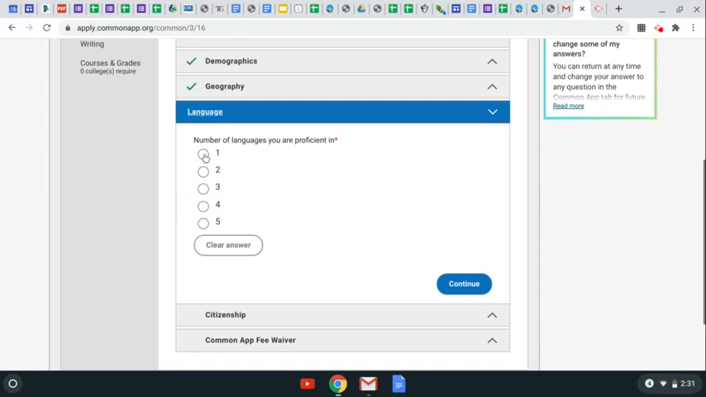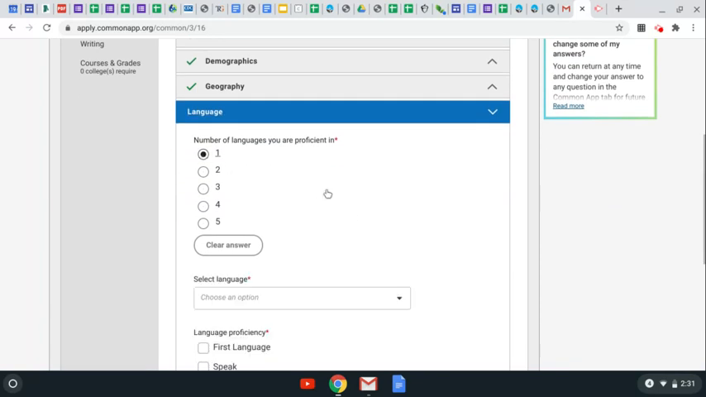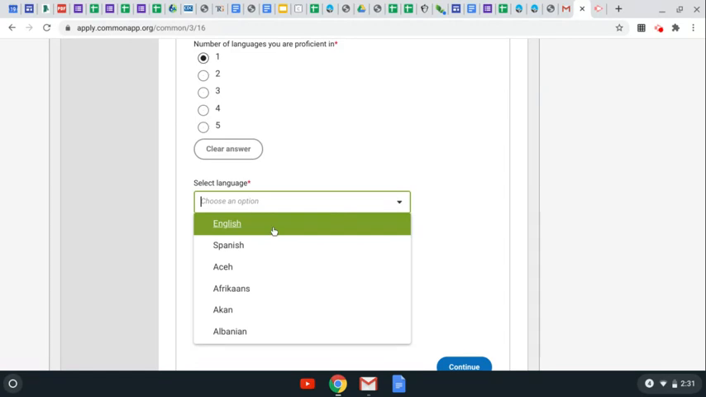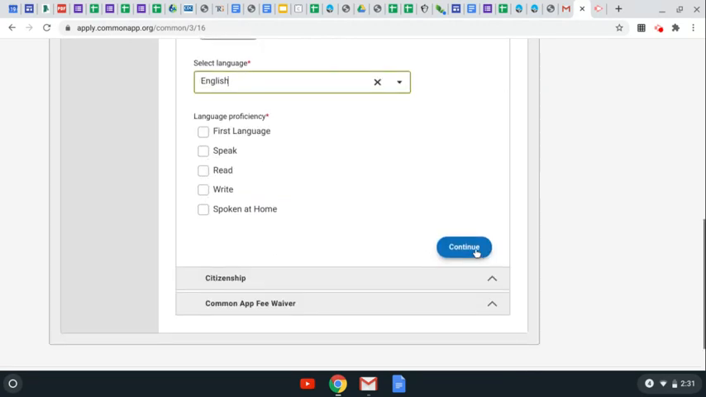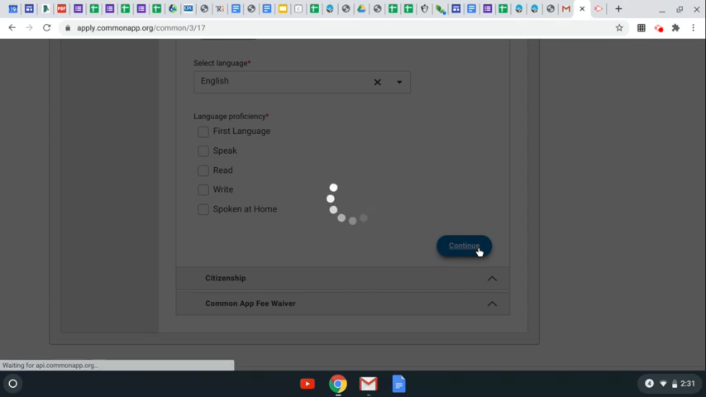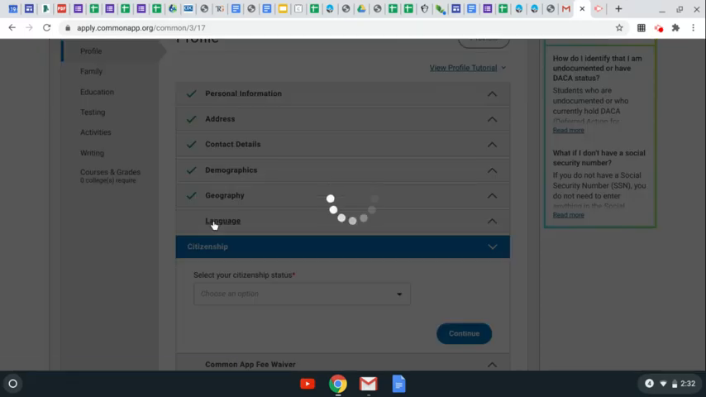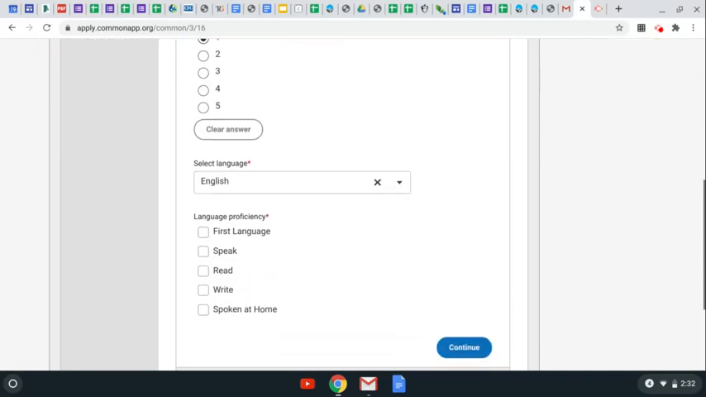And then language, the number of languages you are proficient in. I know many of you have a seal of biliteracy and you're proficient in at least 2 languages. I'm answering just 1 because it will want to know which languages you are proficient in. And you can see I have green check marks here because these are done, but language, I missed a question. So I need to go back to that one and complete that. I needed to answer what my level of proficiency is, and it's my first language. It's the language I speak, write, read, and I speak at home.